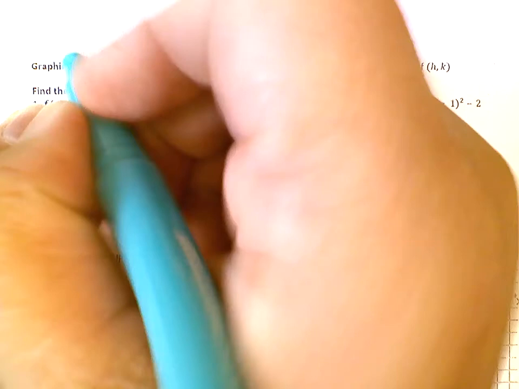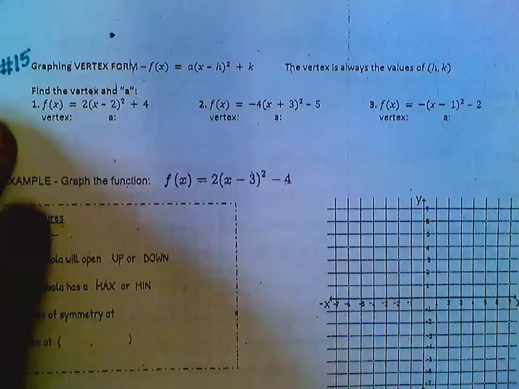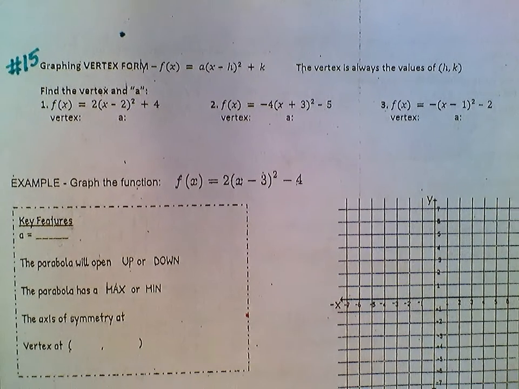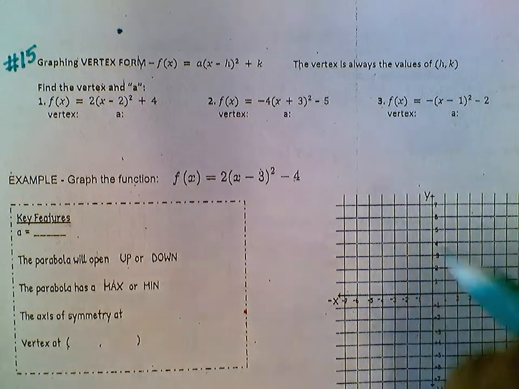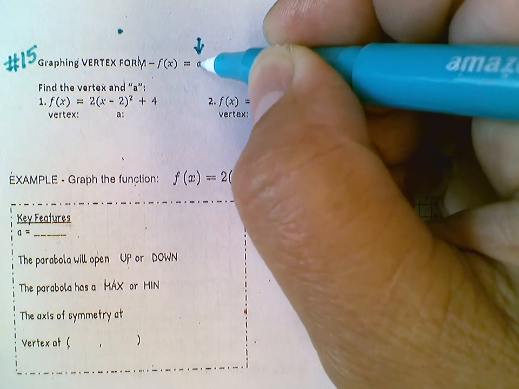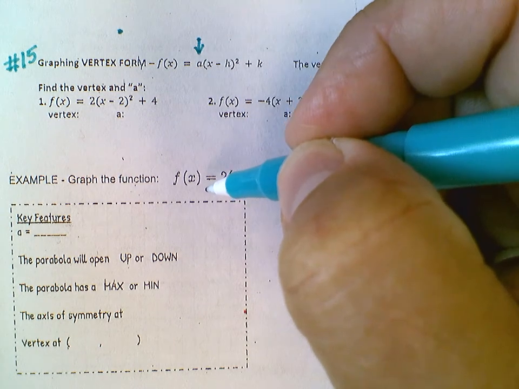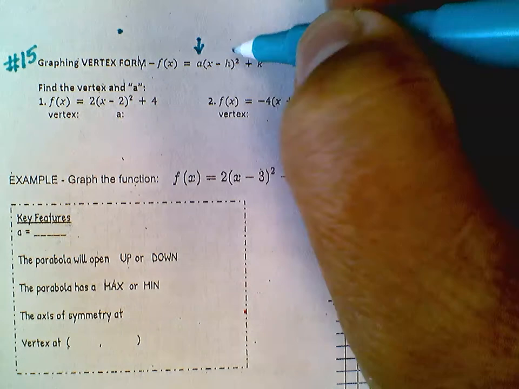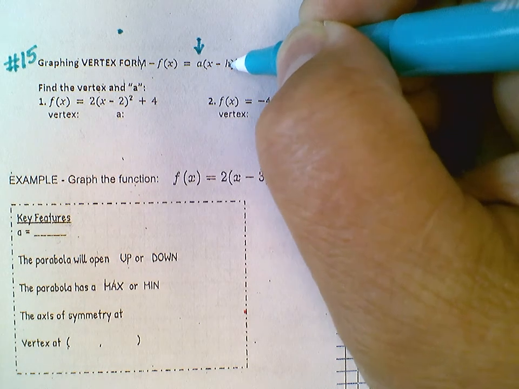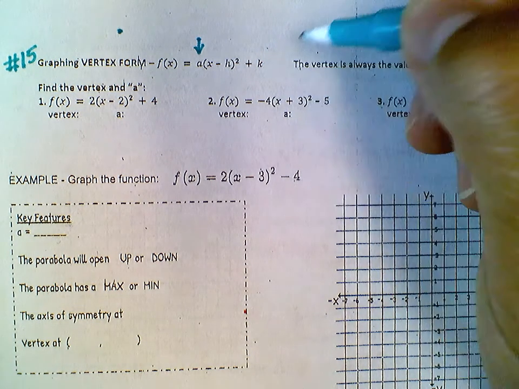So today's lesson is number 15, graphing in vertex form. Graphing in vertex form is easy if you remember your transformations. Your A value can tell you if it's a stretch or compression. If it's a negative out front, then it's reflected across the x-axis, which means the parabola will be upside down. Your H, this minus H, tells us if it moves to the left or right. Your K tells us if it moves up and down.